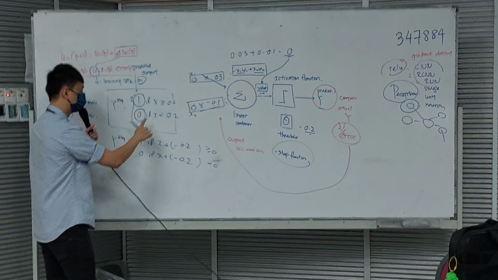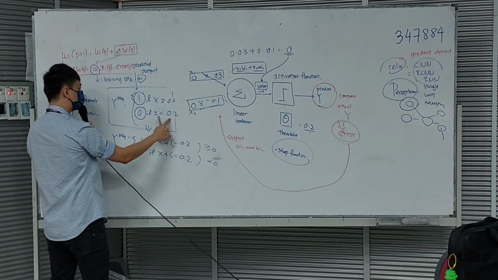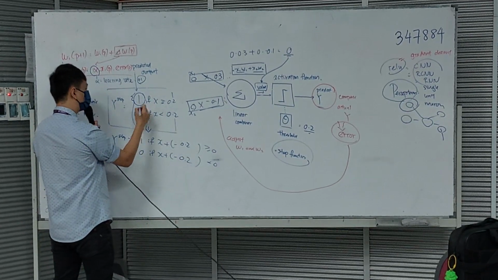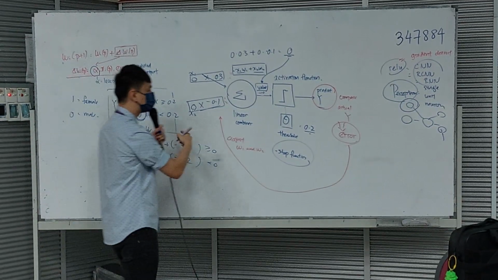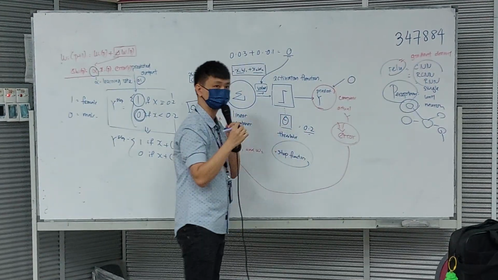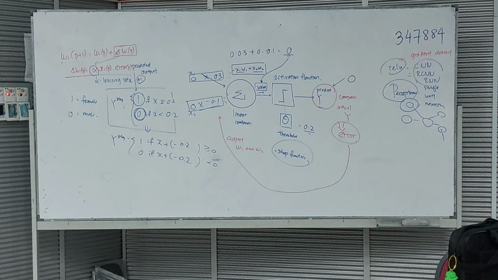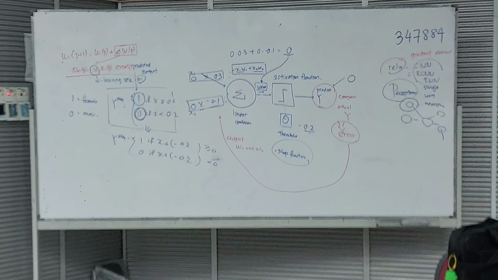If this value is less than 0.2, we assign the output as 0. It means that your predicted result will be equal to 0. Okay, so we will come back to here. Your predicted value will be 0.